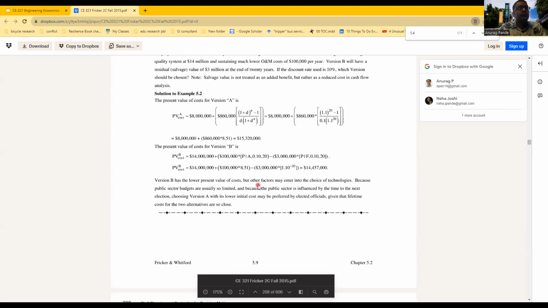Version B has lower cost, but other factors may enter into the choice of technologies, because public sector budgets are limited. And then the time of the next election might be in play. So sometimes they might choose version A to lower the initial cost, right? So there could be other factors at play as well. We need to be aware of those. But that's something to look at.